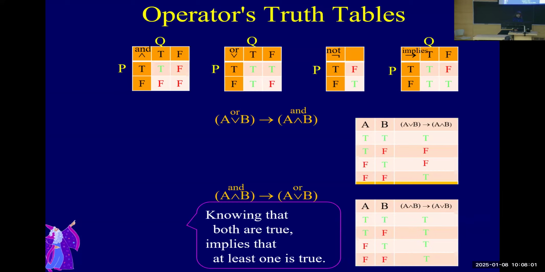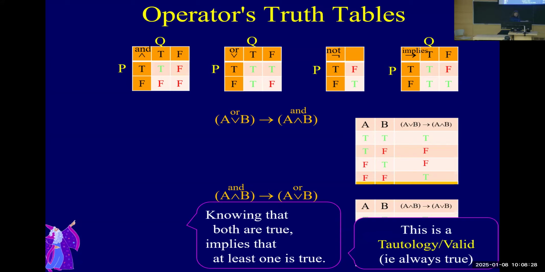So the first one is true under some assignments, but it's not what we call a tautology because it's not true under every assignment, right? Well, the second one is true under every assignment, and so we call it a tautology, right? It's called a tautology because it's always true, right?